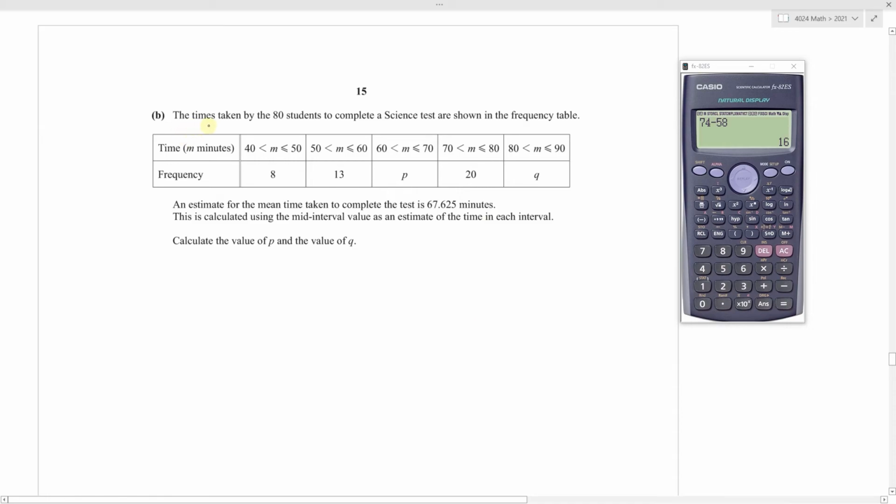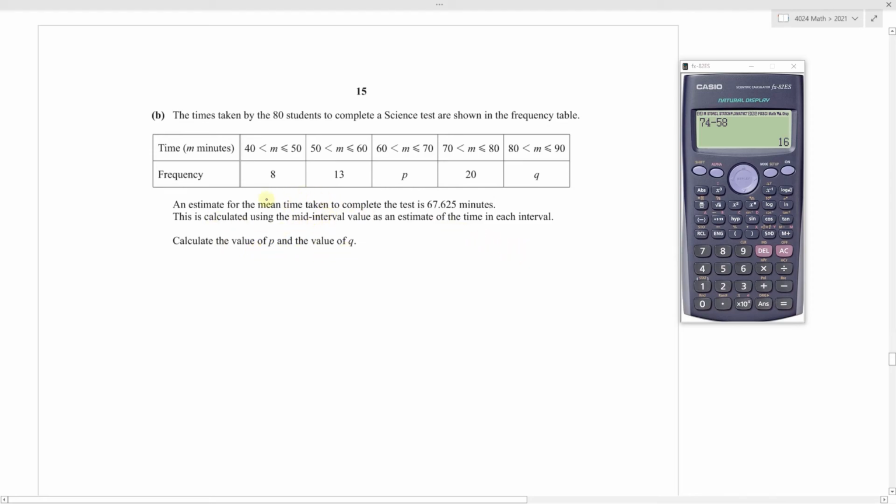Part B: the times taken by the 80 students to complete a science test are shown in the frequency table below. So you're given time ranges in minutes and then the frequency. An estimate for the mean time taken to complete the test is 67.625 minutes. This is calculated using the mid-interval value as an estimate of the time in each interval. Calculate the value of P and Q.